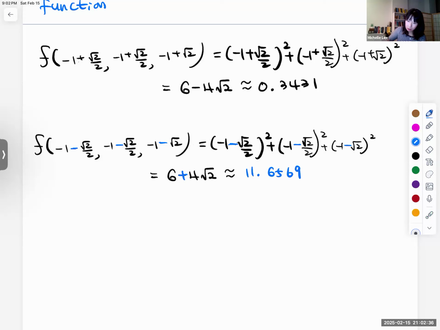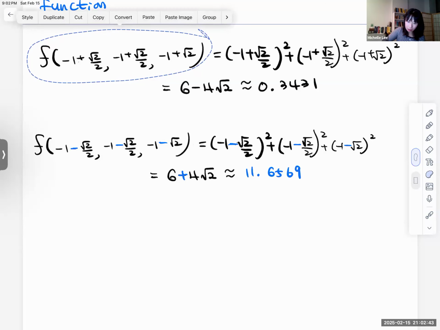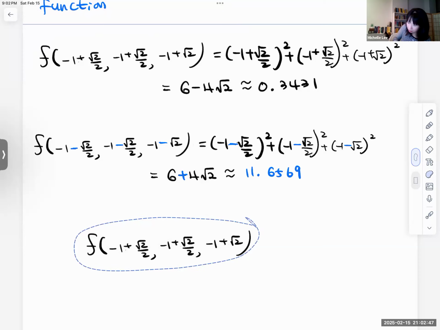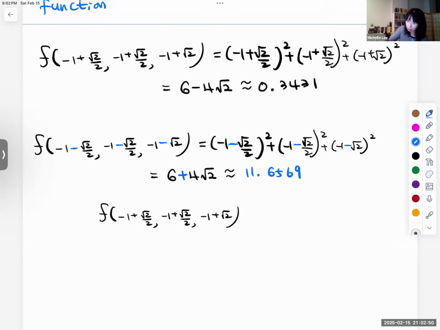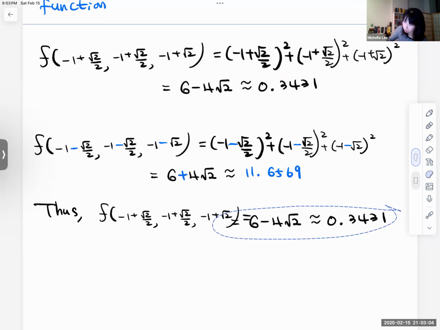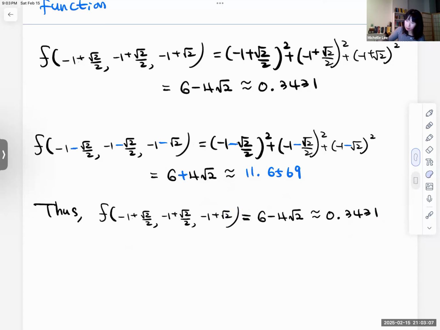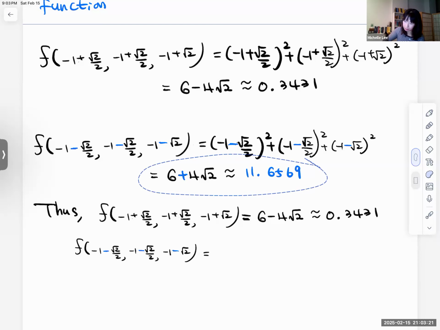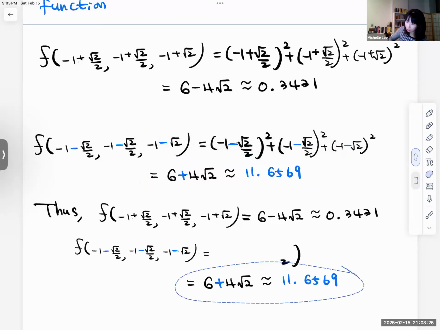So let me write down this one. So thus equal to that, and this one equal to that. Local extrema.